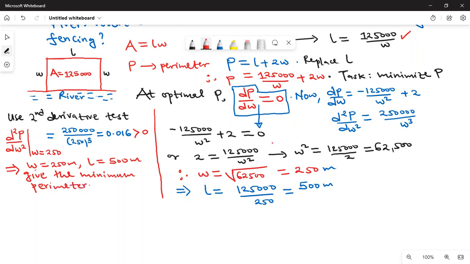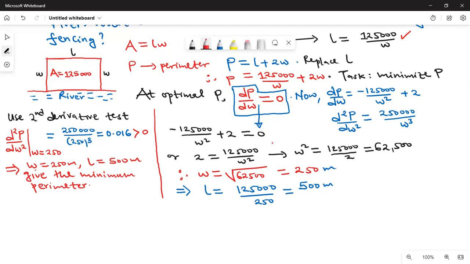So for you to minimize the amount of material, or simply the wire that you're using to fence the compound, you have to use the length as 500 meters and the width as 250 meters. When you multiply, you get the area to be 125,000 meters squared. You could also get the total perimeter, L plus 2W, so that you get the answer. Perimeter will be equal to 1,000 meters that you need to fence.